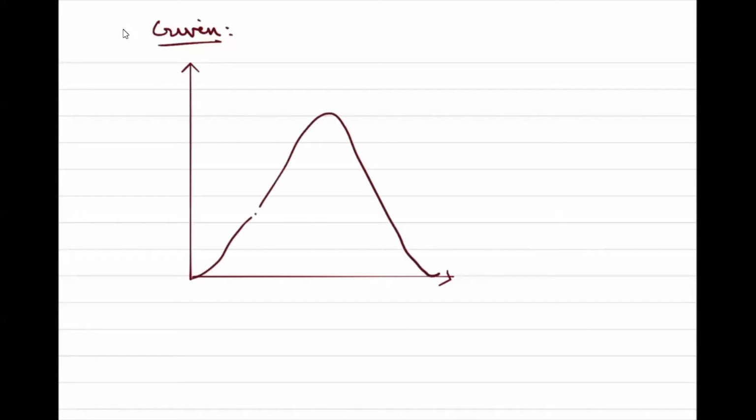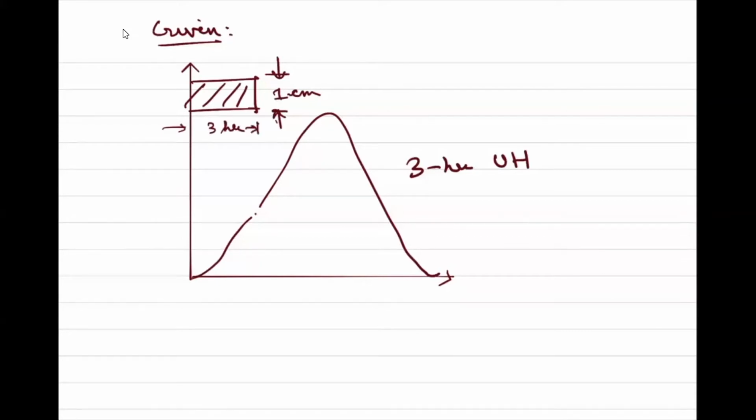So let us draw what we know. It is given to us that we know a hydrograph, and I'm going to give this example using a 3-hour unit hydrograph. So we know that this is resulting from a precipitation depth of 1 centimeter happening over a 3-hour period. Is that right?